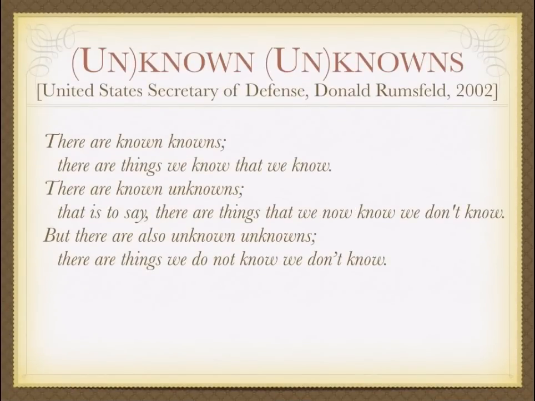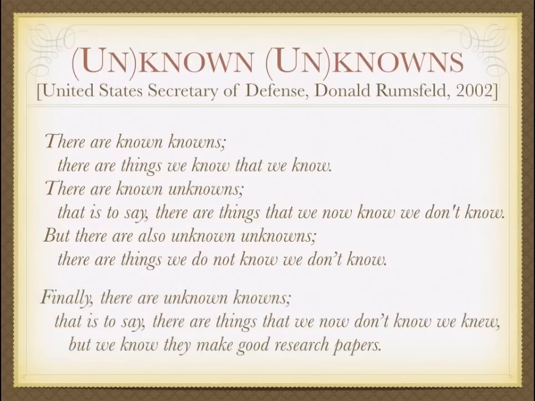So I'd like to end with another historical note that summarizes what we've done. There are known knowns. There are things that we know that we know. There are known unknowns. That is to say, there are things that we now know we don't know, but there are also unknown unknowns. There are things that we do not know we don't know. And I'd like to add that, finally, there are unknown knowns. That is to say, there are things that we now don't know we knew, but we know they make good research papers.